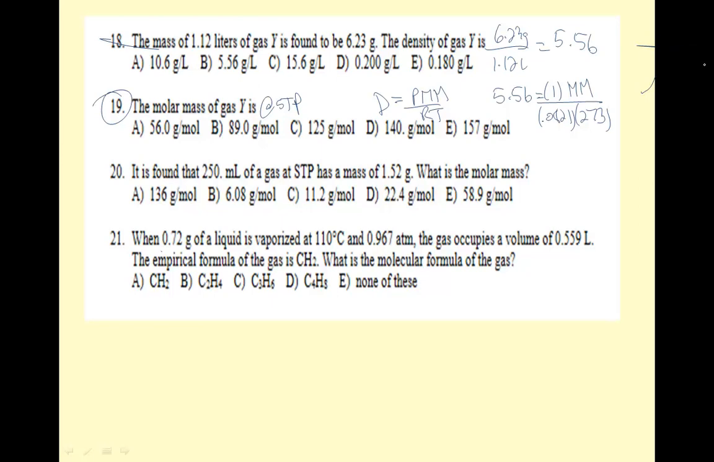0.72 grams of liquid is vaporized at this pressure, the vapor occupies that volume, the empirical formula is that, what's the molecular formula? So what we're going to do is PV equals mass RT over molar mass. Now why? How did I know that? Molecular formula is molecular mass. Okay, pressure is 0.967. I'm skipping this one in case you didn't notice. Volume is 0.559. Notice how I am cautious to make sure my units agree with R.